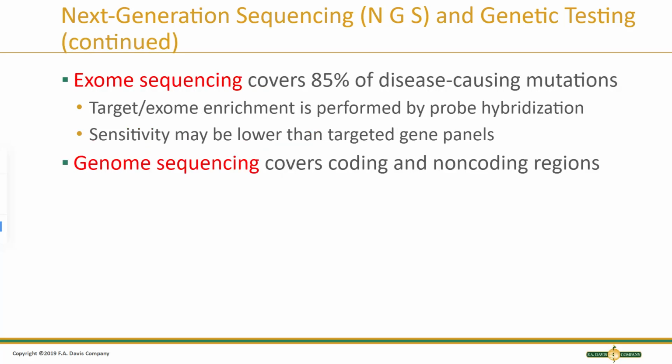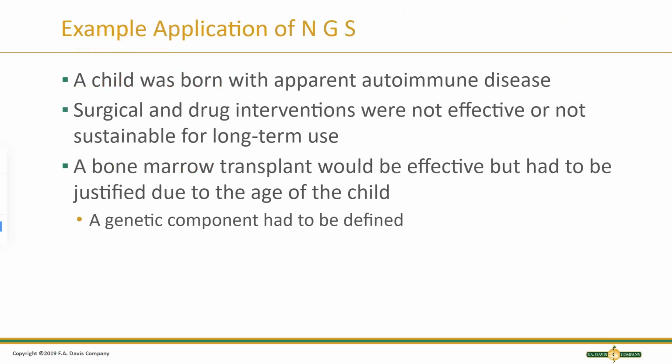Exome sequencing covers 85% of disease-causing mutations. Target exome enrichment is performed by probe hybridization. Sensitivity may be lower than targeted gene panels. Genome sequencing covers coding and non-coding regions. So, an example application of NGS.